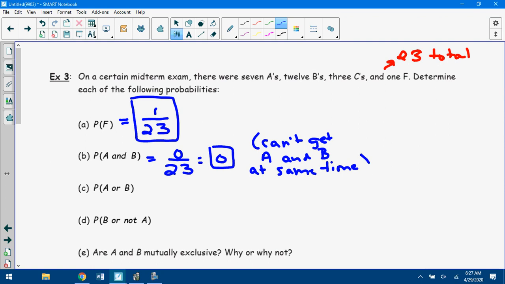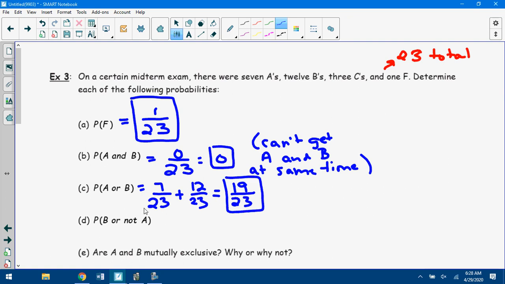That one test grade is going to be one or the other. So if I want the probability of A or B, then I could just take the 7 out of 23 plus the 12 over 23. And why don't I have to subtract off the overlap? Why can I do that? Right, because there is no overlap. It's mutually exclusive. So that's 19 out of 23.